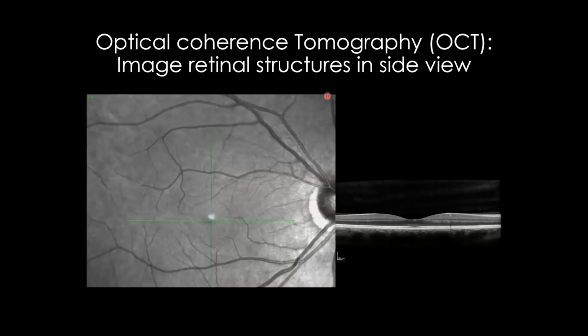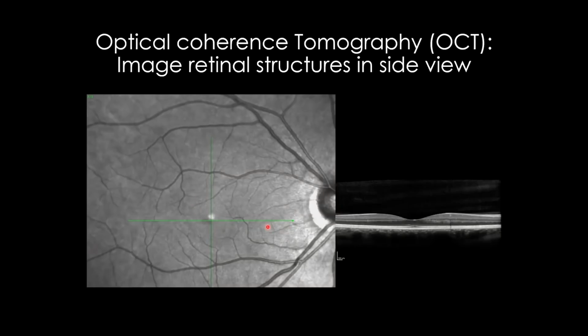More commonly, we use a technique that Dr. Neuwelt described a few minutes ago called optical coherence tomography. This shows us the retinal structures in side view. And the nice thing about this is it doesn't require any dye injection. We can get these pictures in the clinic without even touching the eye. Patients like it a lot. You can follow them over time.